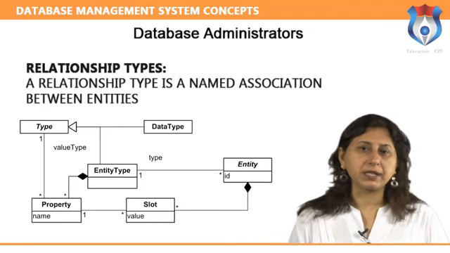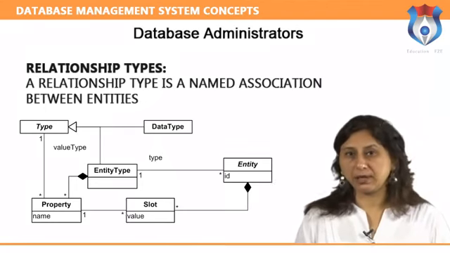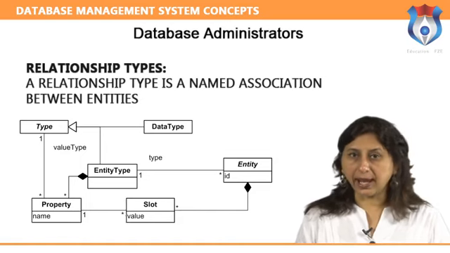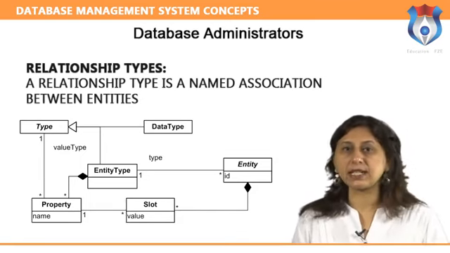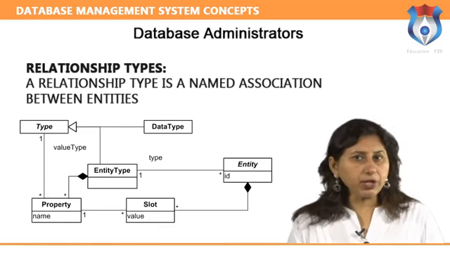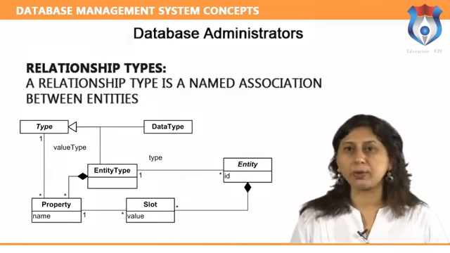The final element is the relationship type. Real-world entities have relationships between them and relationships between entities on the entity relationship. There can be more than one type of relationship between entities.